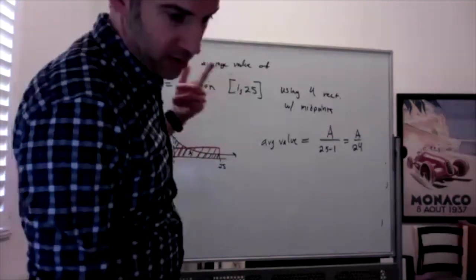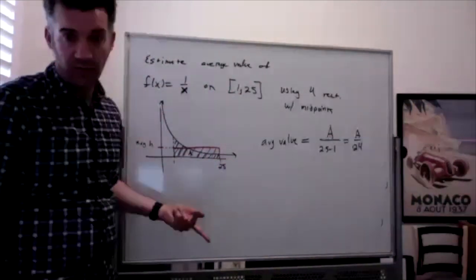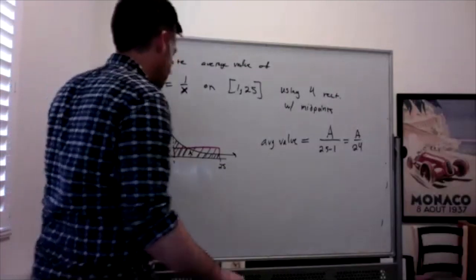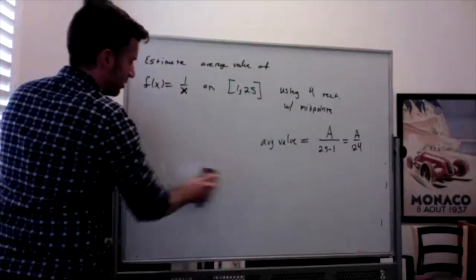1 over x? Yeah, that's what I was thinking. And then we're going to divide it by the length of our interval. And I'm going to use 1 and 25 instead of 1 and 17, but same idea. So to estimate the area, we're going to use 4 rectangles with midpoints.